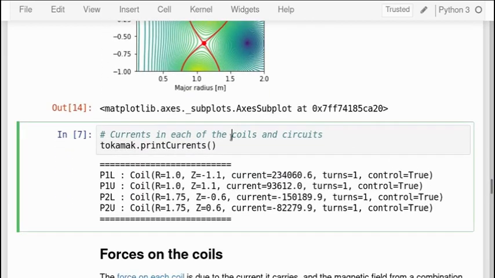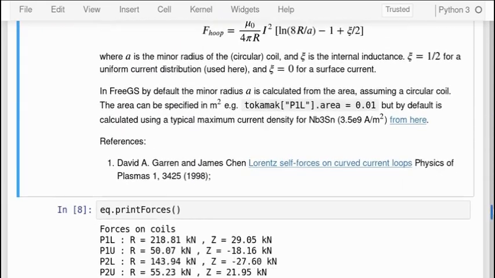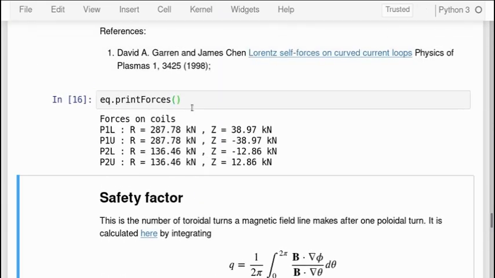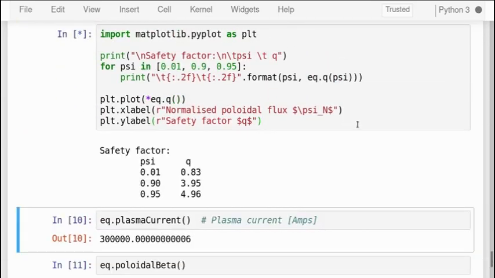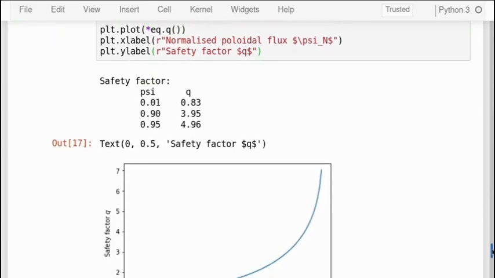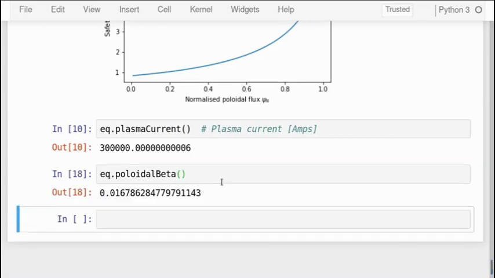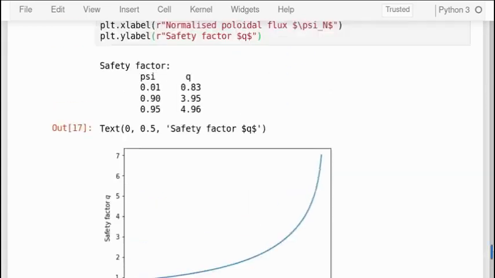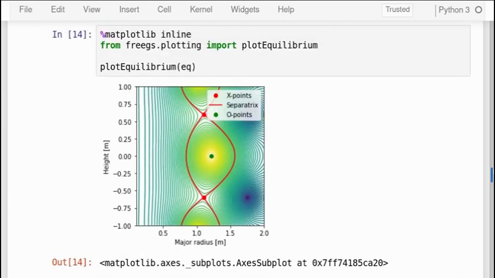We can see how the currents change. You can see now we've essentially got the same currents in the top and the bottom coils. And again, we can print the forces, which now are equally balanced, top and bottom. And the safety factor as well. So we can run this. You can see the safety factor has dropped slightly, at least in the core. As with poloidal beta. Okay, so there can be various knock-on effects of changing the shape of the plasma on the other plasma quantities.